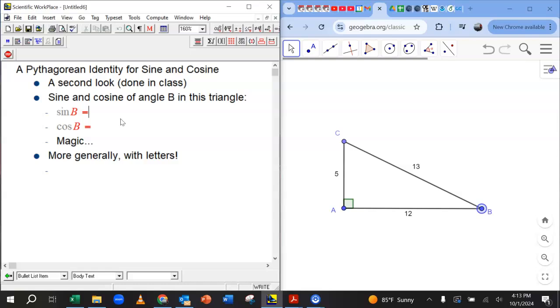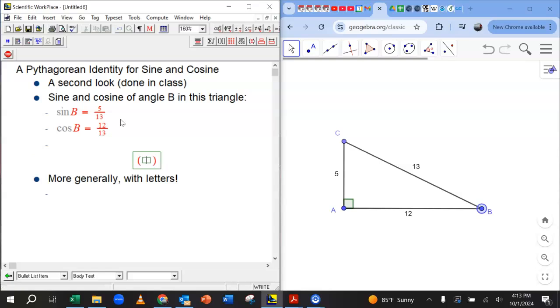So sine of B is just going to be 5 over 13. Cosine of B is going to be 12 over 13. Opposite over hypotenuse, adjacent over hypotenuse. And then I'm going to take the sine of B and square it, and take the cosine of B and square it.